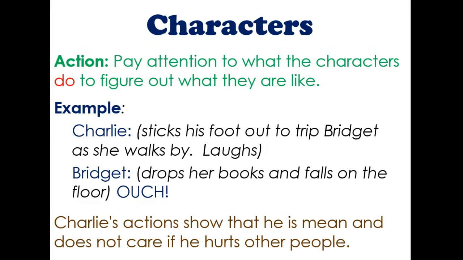Another way to look at characters is through their action. Pay attention to what the characters do to figure out what they are like. Here's an example with Charlie and Bridget. Notice Charlie doesn't actually have any speaking lines here. He just has all stage direction. Charlie sticks his foot out to trip Bridget as she walks by. Laughs. Bridget drops her books and falls on the floor. Ouch. So there's only one word spoken here, but we still get a lot of information about this character Charlie just from his actions. His actions show that he is mean and does not care if he hurts other people.